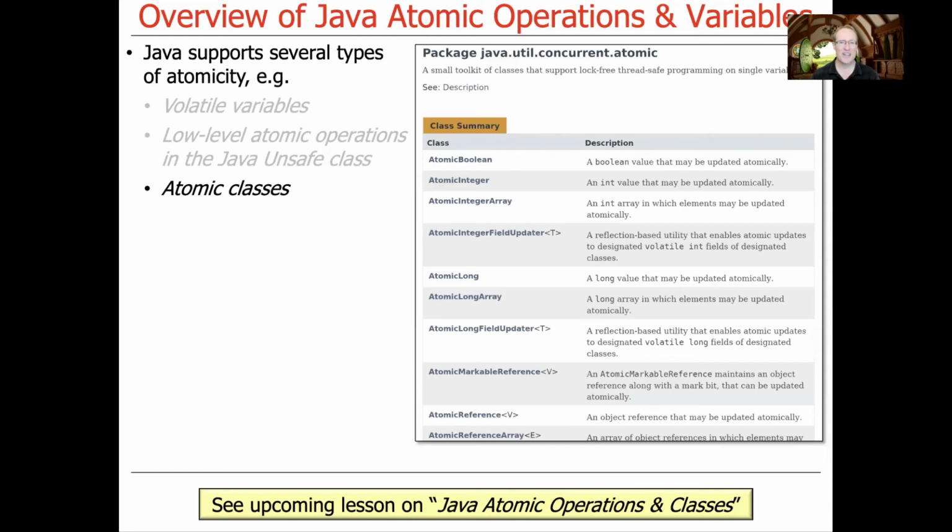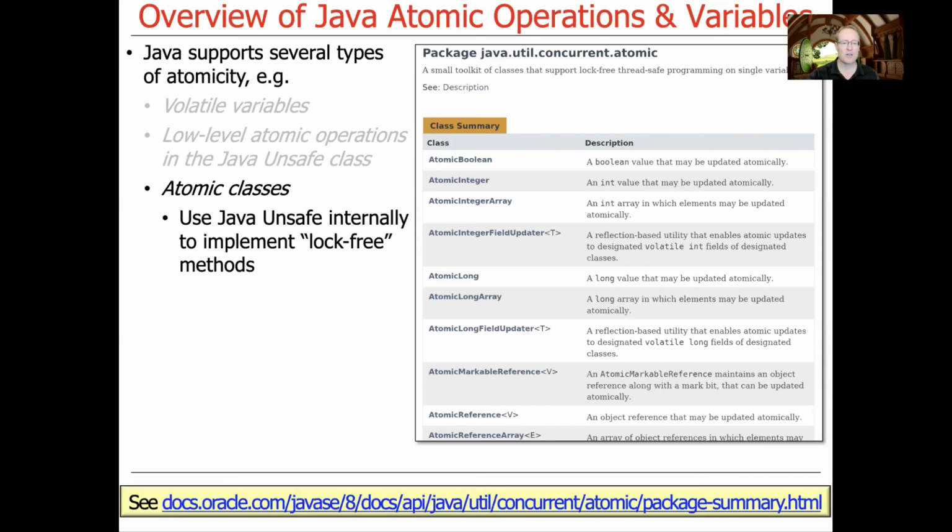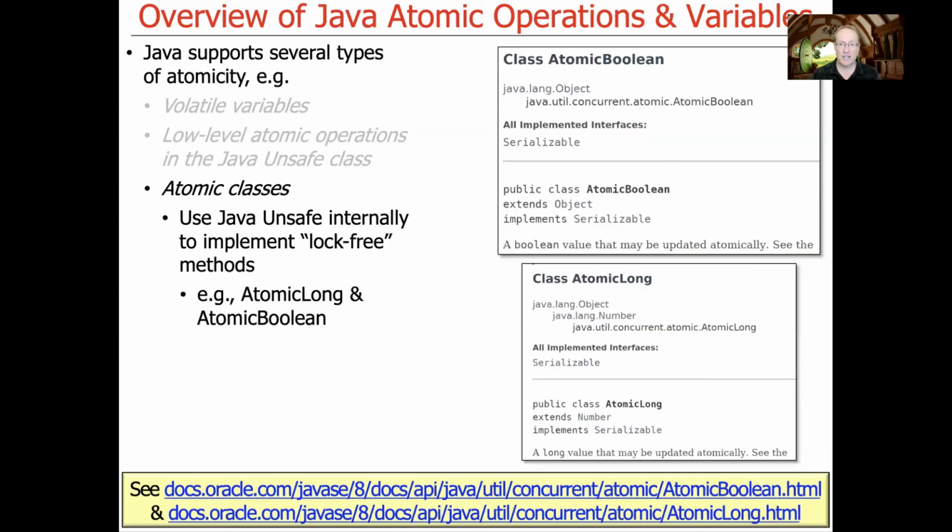Another set of capabilities that are exposed, and these are actually the things we're going to talk about, the things we're going to use in our assignment, are the atomic classes. And as you can see, there's a bunch of them: atomic Boolean, atomic integer, atomic long, atomic reference, and so on and so forth. Internally, these classes use the Java unsafe mechanisms, in particular those compare and swap operations we looked at, to implement a bunch of lock-free algorithms. And good examples would be atomic long and atomic Boolean, and we'll talk more about these different types of atomics here shortly, and I'll walk through some examples.